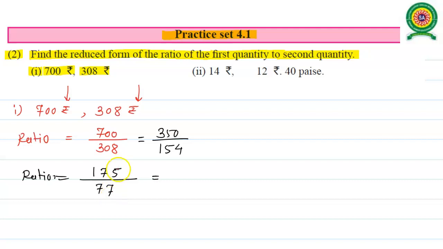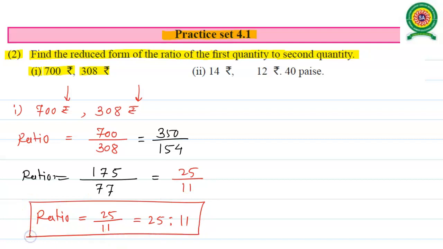Now both numerator and denominator are divisible by 7. We have 25 sevens are 175 and 11 sevens are 77. So the reduced form of the given ratio, we have 25 divided by 11, or you may write it in the form 25:11. Now look at the second question.